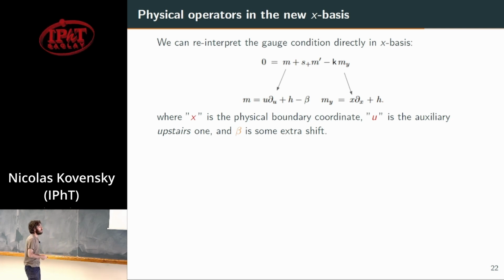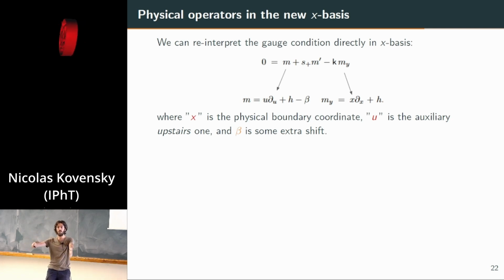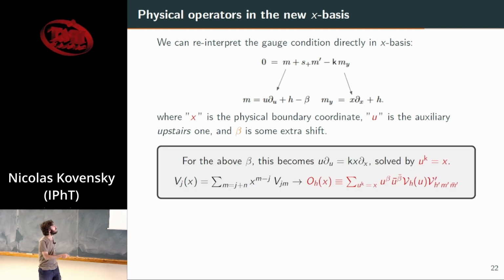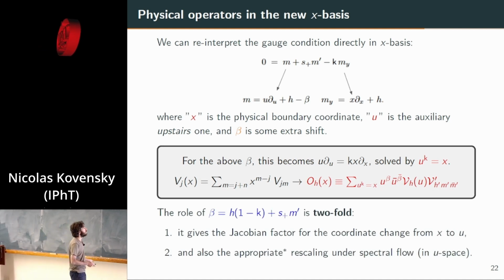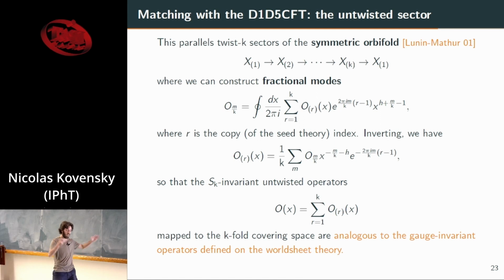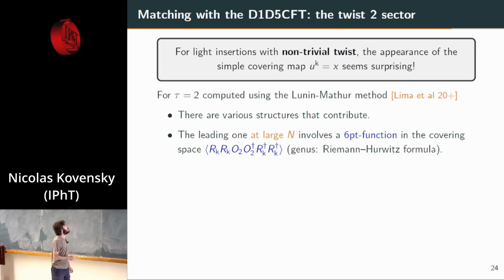So the gauge invariance condition directly in the X basis is telling me how to define gauge invariant operators. I just take the usual construction in AdS3, then I evaluate them at the kth roots of the physical insertion points, then I multiply by u to the beta and u bar to the beta bar, and then I sum over all the possible roots. And this is operator by operator, and hence, since it's operator by operator, I can do it in any arbitrary correlator.